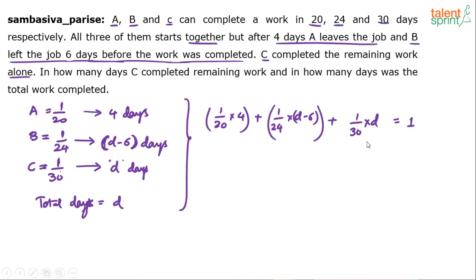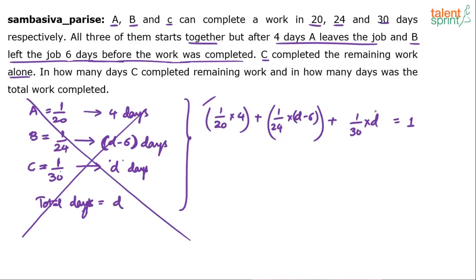And ideally in the exam, you should start with this statement. Whatever I've written on the left hand side is just for your information. You don't have to put these steps on paper. All this is given in the question itself, right? 1 by 20, 1 by 24, 1 by 30 is given in the question. 4 days, D minus 6 days is given in the question. You should straight away start with this equation and solve it. So 1 by 20 is the capacity of A working for 4 days. 1 by 24 is the capacity of B working for D minus 6 days.